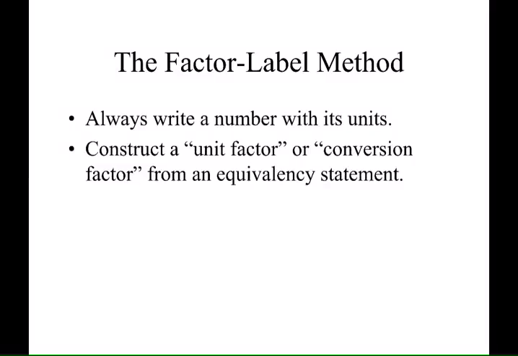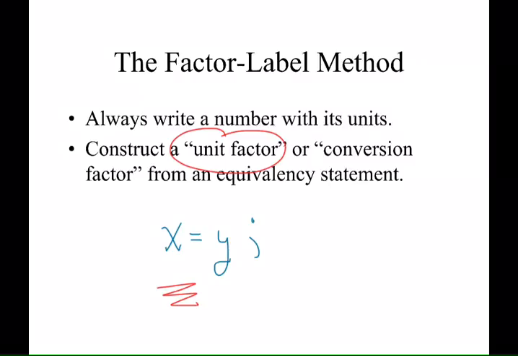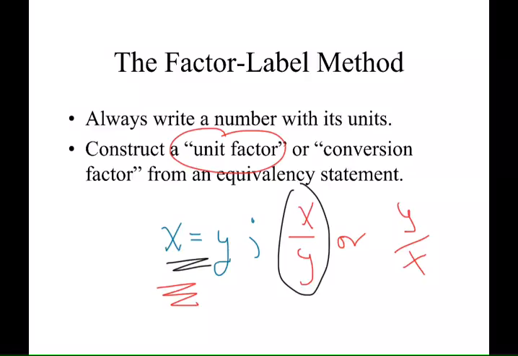The other thing is we are going to oftentimes take an equivalency statement. So I'll just say x is equal to y. I'm going to show you how this is, but from any equivalency statement we can come up with what we call 2 unit factors. I'll show you what they look like. There's a unit factor x over y, and there's a unit factor y over x. I'm going to try to convince you that if these are equal, then these ratios are both equal to 1. So that's what we call unit factors.